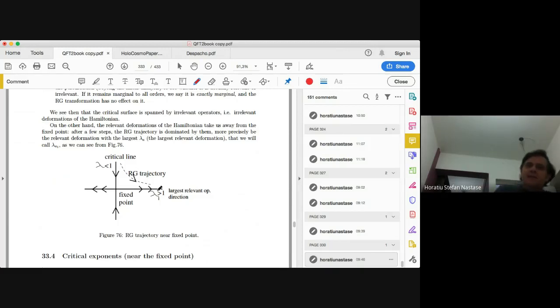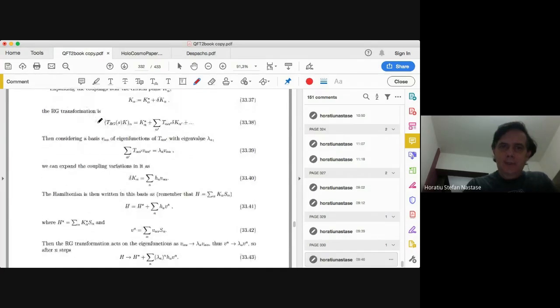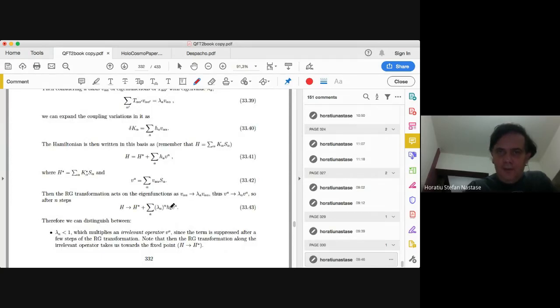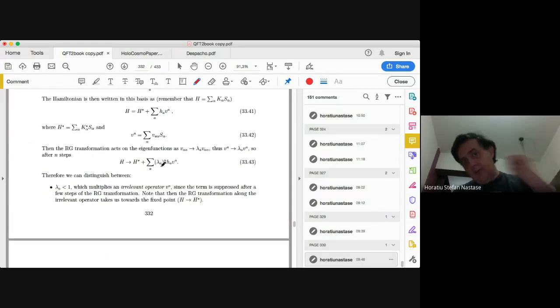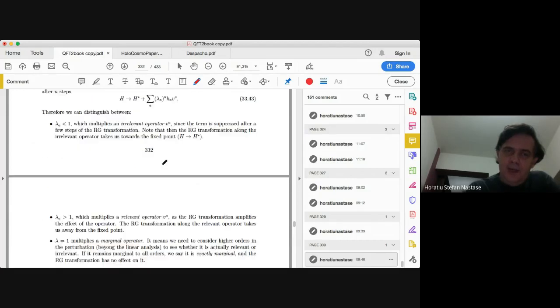So we see then that the critical surface that I mentioned is spanned by irrelevant operators, irrelevant deformations of the Hamiltonian, right? So if you add an irrelevant operator here, then you're on a critical surface, because when n goes to infinity, you go to the fixed point. On the other hand, a relevant deformation of the Hamiltonian takes us away from the fixed point. So after a few steps, the RG trajectory is dominated by them. More precisely, it's dominated by the operator with the highest eigenvalue lambda, so lambda a1, which is the highest.